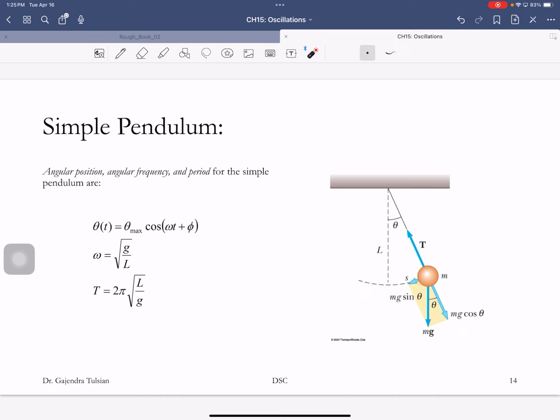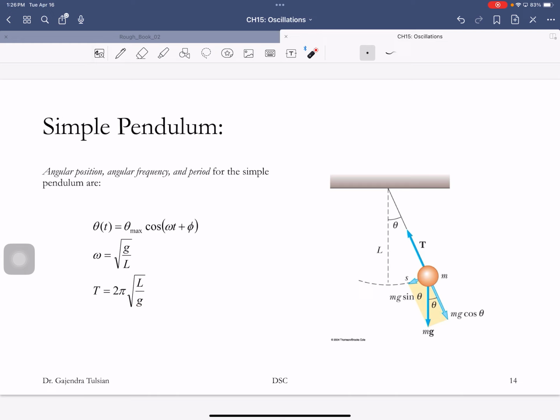The period of oscillation, the time for one oscillation, is 2 pi square root of L, where L is the length of the pendulum, from the point of suspension to the center of mass of the hanging mass, divided by the acceleration due to gravity. So you can use a simple pendulum to determine the acceleration due to gravity.